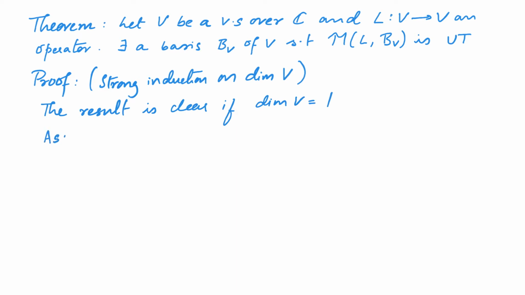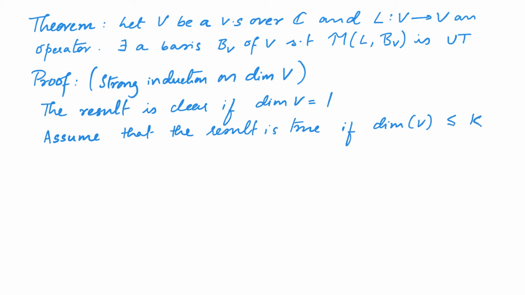So, as the induction hypothesis, you assume that the result is true if dimension of V is less than or equal to k. And we will prove the result if dimension of V is equal to k plus 1. Now, given a vector space of dimension k plus 1, to apply the induction hypothesis, we have to come up with a vector space of dimension strictly less than dimension V. How do we do this?